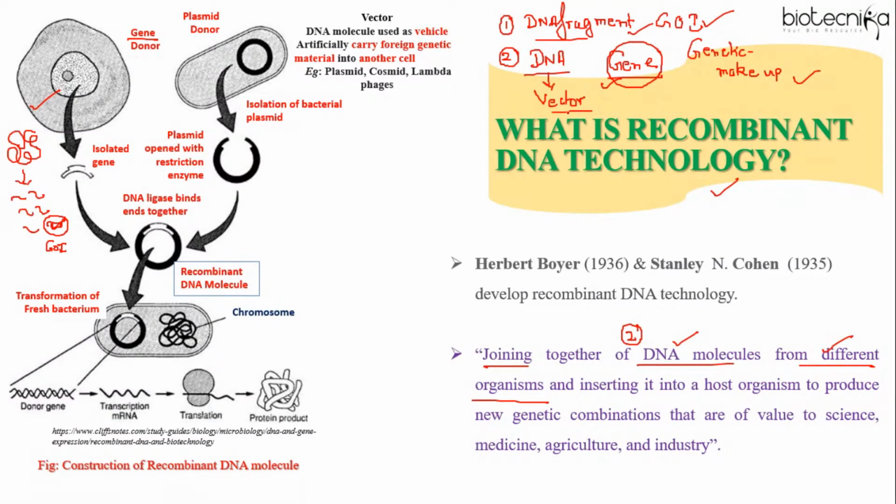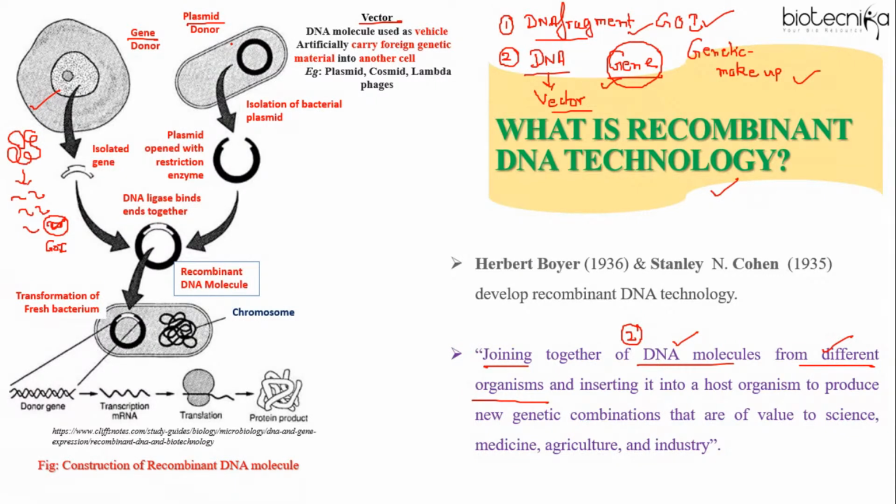You also call it a vehicle, because it will be carrying our gene of interest and introduce it into the host organism where we want our gene to get expressed. So here you can see in this diagram that the other DNA molecule, the vector that we have used, is nothing but a plasmid. And I'm sure you all know what a plasmid is. If you don't know, then please note it down.